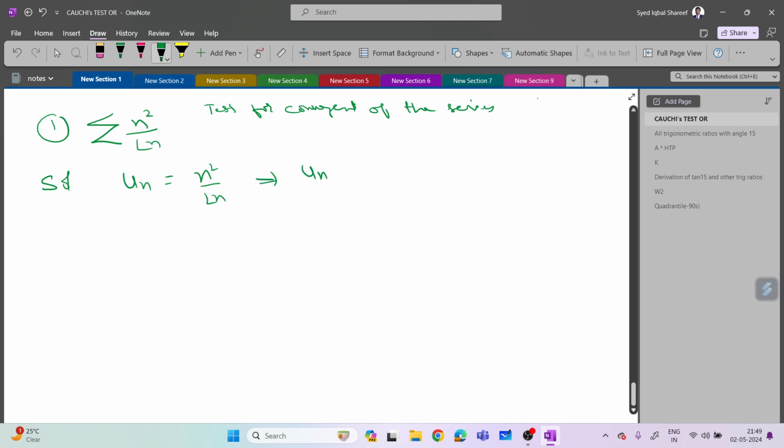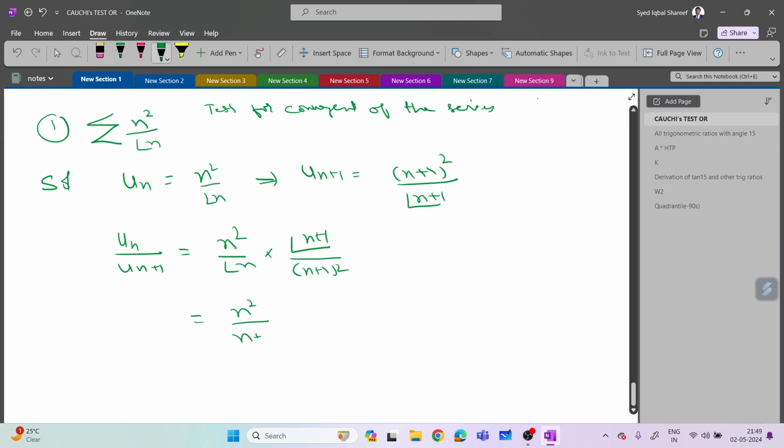What will be un plus 1? Wherever n is there, you have to write n plus 1. Now we got this. Now what we have to do? un by un plus 1. What is un? n square by factorial n, and un plus 1 is n plus 1 whole square by factorial n plus 1. If you divide, numerator becomes denominator. So this will be n square by n plus 1 whole square, times factorial n plus 1 by factorial n.